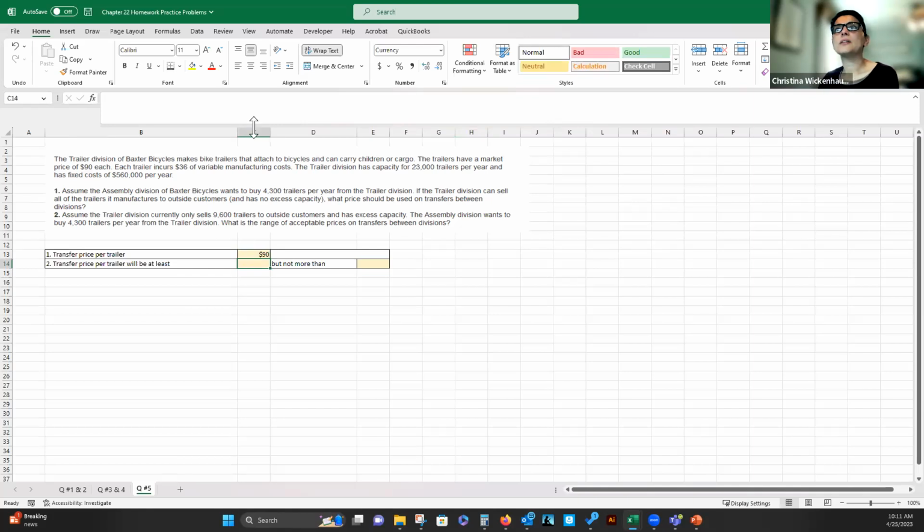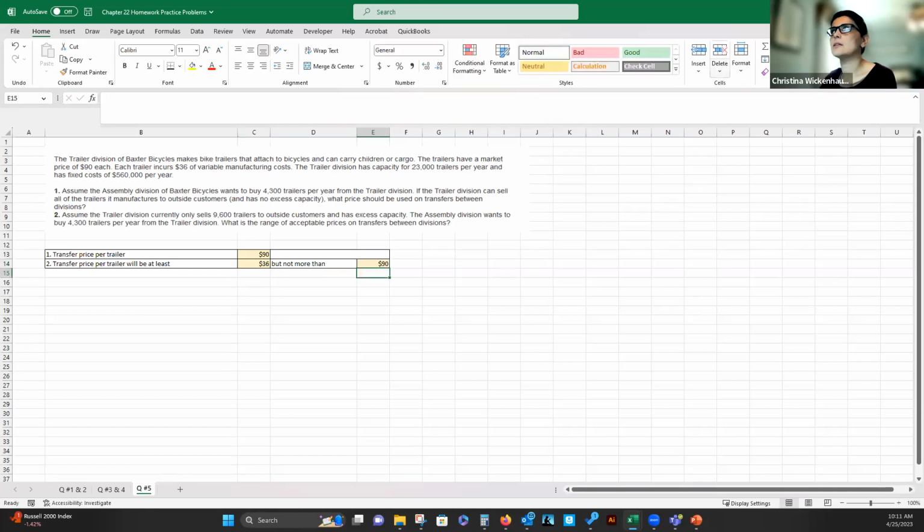Now, if we assume that they only sell 9,600 units to outside customers and they have excess capacity, the assembly division wants to buy 4,300 trailers per year from the trailer division. What is the acceptable range? So we want to at least cover the costs. We don't want to go anything less than this $36, but we wouldn't charge them more than the market price, which is that $90.